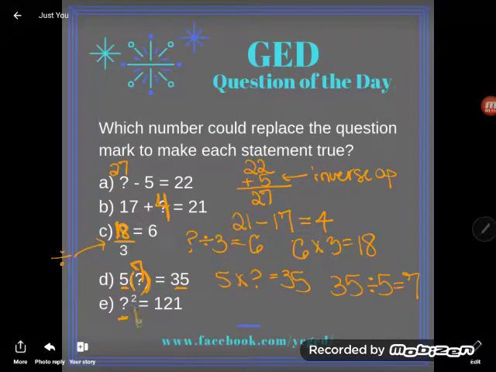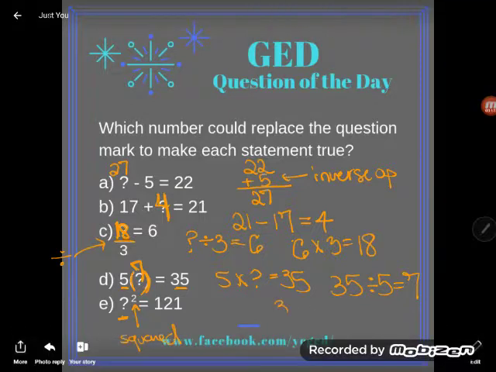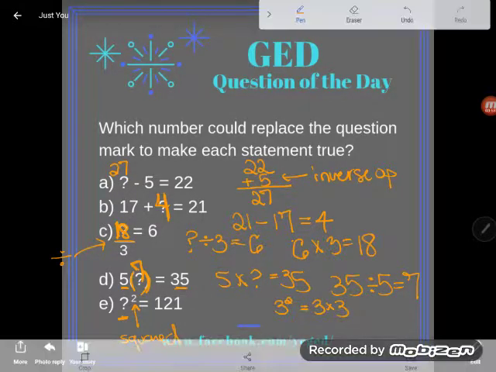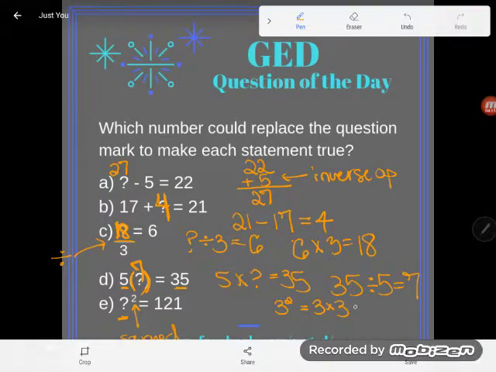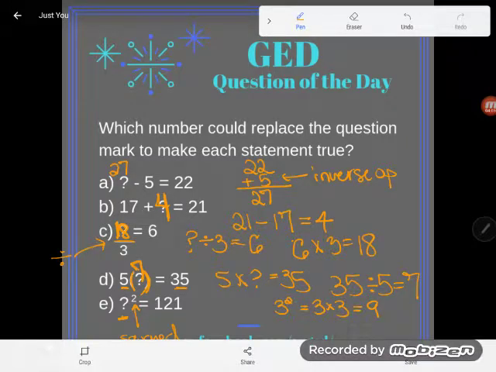So E might be a little trickier for you. I'm saying what number squared? We say that little floating 2, not as 2, we say squared, or we say the second power. So I could say what number to the second power equals 121. Now, remember what it means to raise a number to a second power. For example, if I said 3 to the second power, I'm not saying 3 times 2. I'm saying 3 times itself twice. So 3 times 3, that'd be 9. So I'm looking for what number times itself is equal to 121.